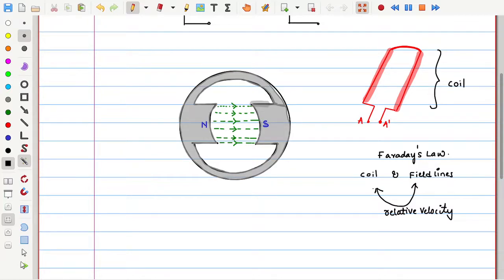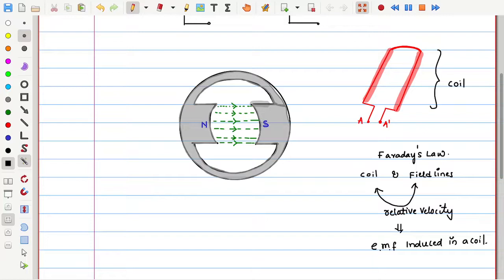If there is any relative velocity, then according to Faraday's law, EMF is induced in a conductor or coil, in a coil. This is the basic idea of Faraday's law.